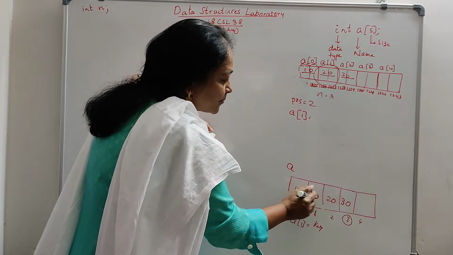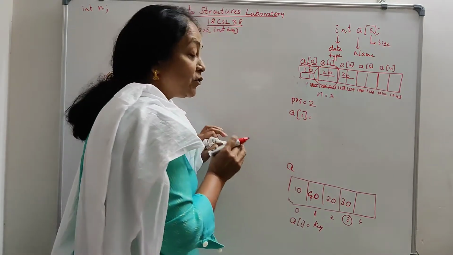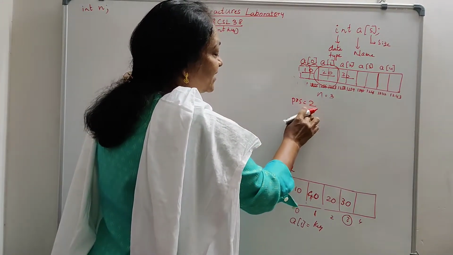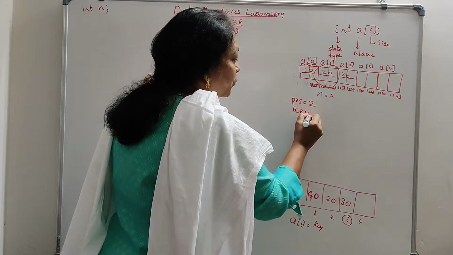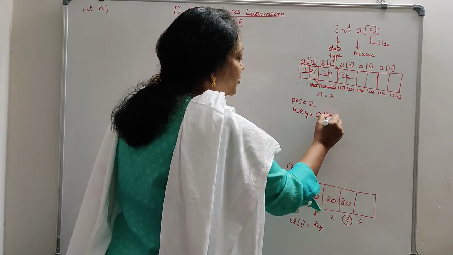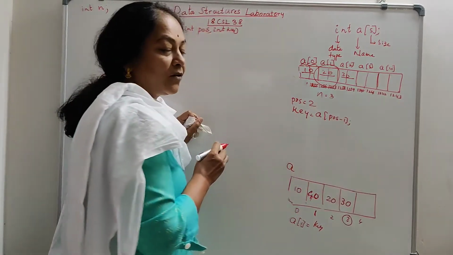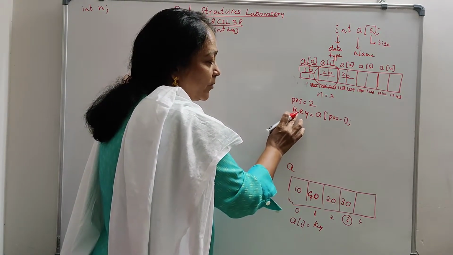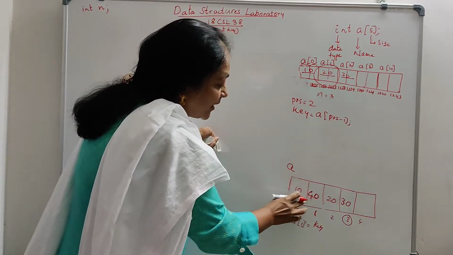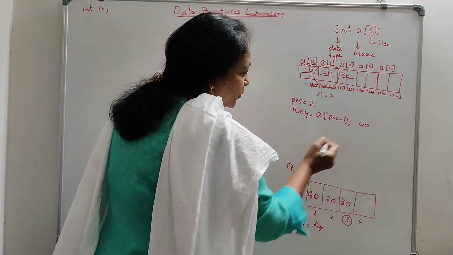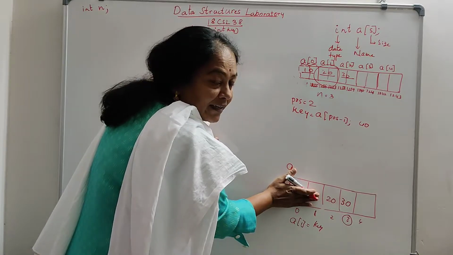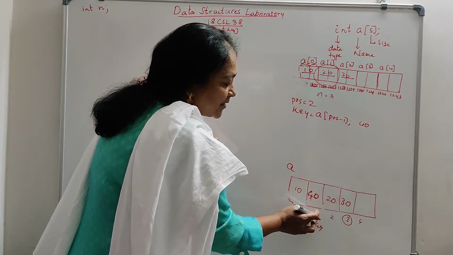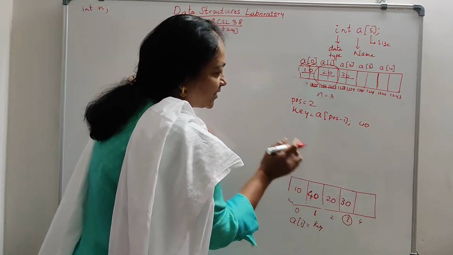So what I am going to do is, first of all I need to know what is the element which has been deleted. If the position is equal to 2, I need to store a of position minus 1 somewhere, in some variable, let it be key. So key is equal to 40 is stored here. Now I want to shift, because this is no longer needed. 2 will be shifted into 1 and 3 will be shifted into 2.